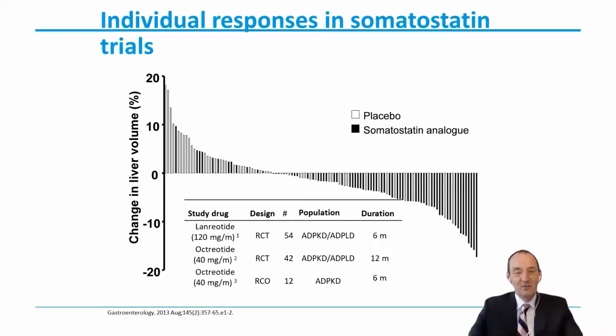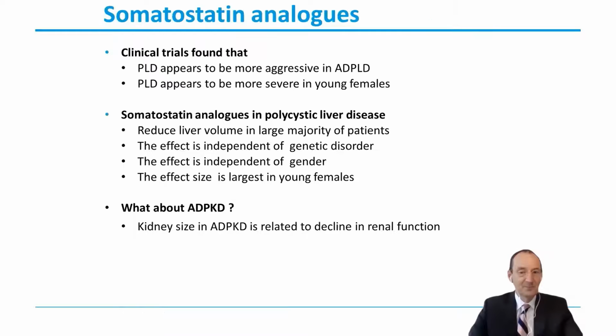Well, this is a waterfall graph coming from 3 clinical trials where physicians treated these patients with somatostatin analogs, lanreotide and octreotide, for 6 to 12 months. And you can actually see that patients who were on somatostatin analogs had a larger drop in liver volume than patients on placebo. On average, you can expect between 3 to 6% of a decrease in liver volume after treatment of 6 to 12 months.